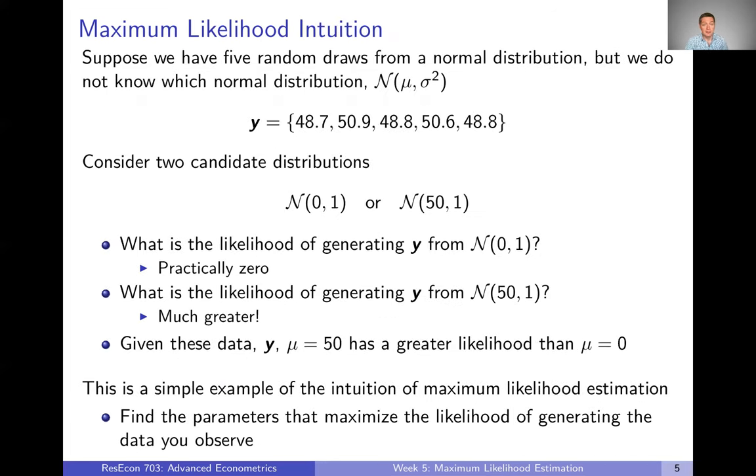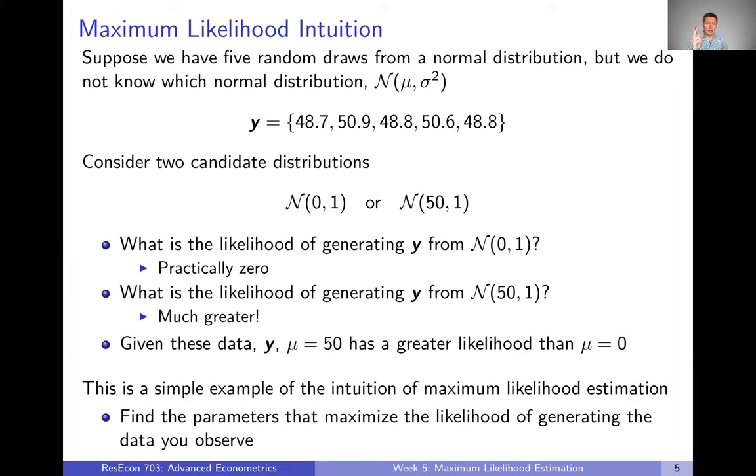So let's start with a simple example. Suppose we have 5 random draws from a normal distribution, but we don't know which normal distribution. Let's take a step back. The normal distribution is defined by 2 parameters, the mean, which is usually denoted by mu, and the variance, which is usually denoted by sigma squared. So we know our data came from a normal, but we don't know the mu or the sigma squared of that normal. For example, let's say those 5 draws are 48.7, 50.9, 48.8, 50.6, and 48.8, these 5 numbers here on the screen.